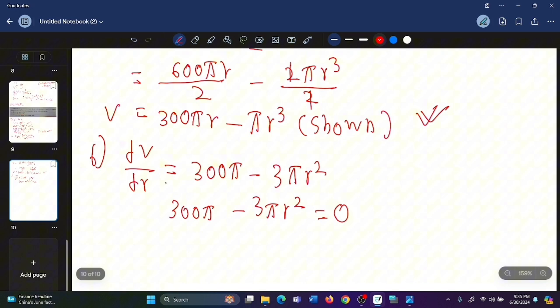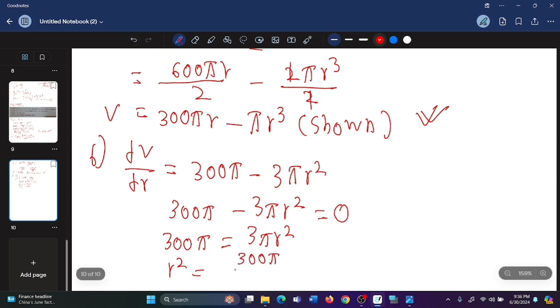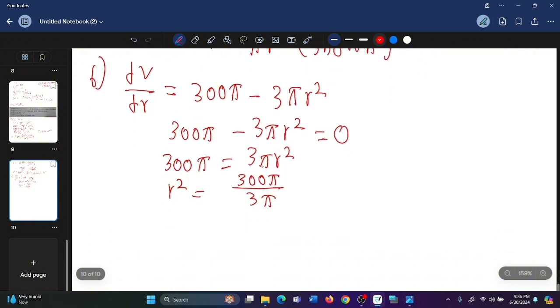This differentiation represents the gradient. So at which value of r do we have zero gradient? Let's make r the subject. Then the equation would look like 300 pi equals 3 pi r square. We take 3 pi to the other side, then r square equals 300 pi by 3 pi. Now we just cancel out, and we end up with r square equals 100.